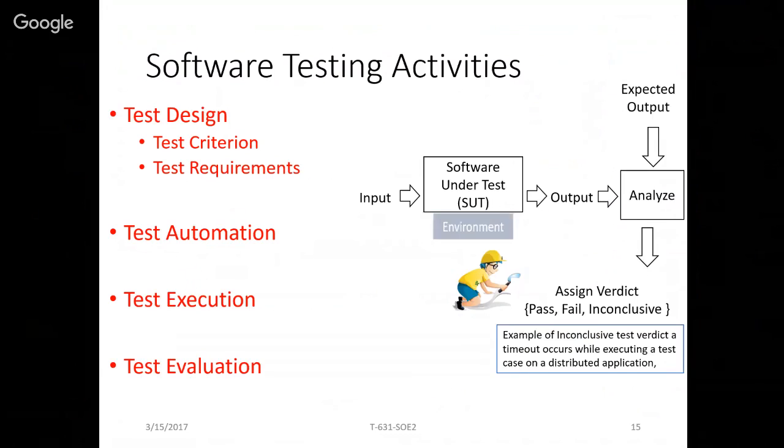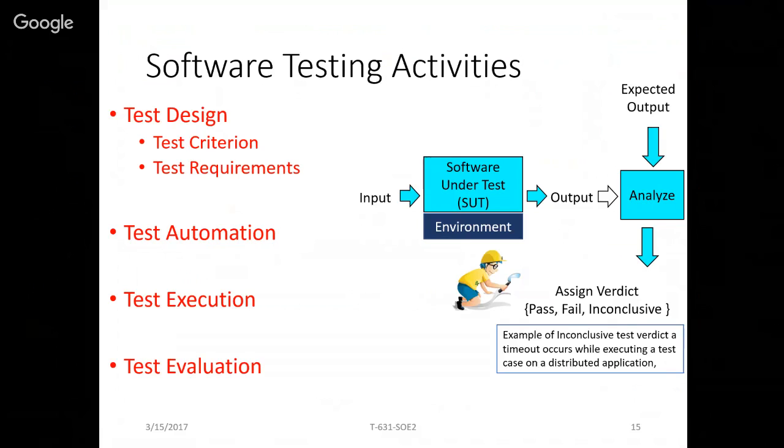And we have the test automation, whose goal is to also address things related to the environment: how to set the environment in the correct state that we want to test from, and how to return it to the stable state. Then we have test execution, which generates output from the input based on the test cases that we created. Then we have the test evaluation, which takes the output and the expected output, analyzes them, and based on that assigns something called a verdict, which is pass, fail, or inconclusive.